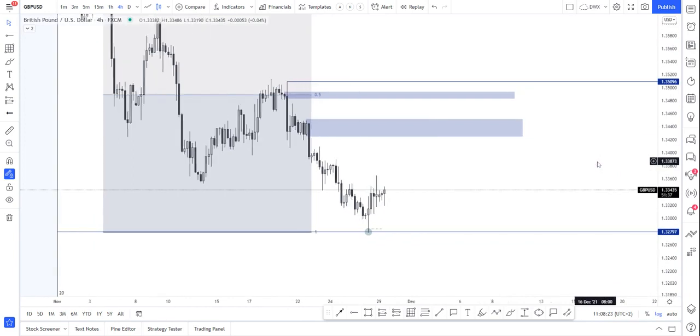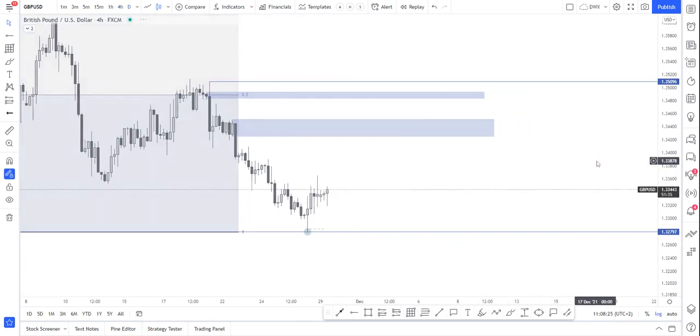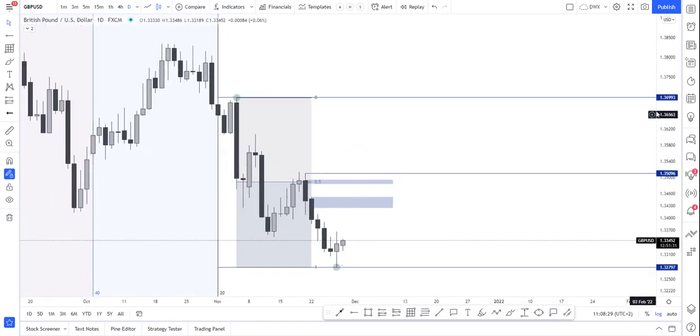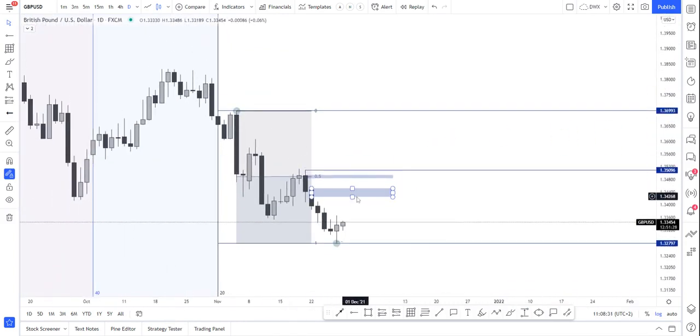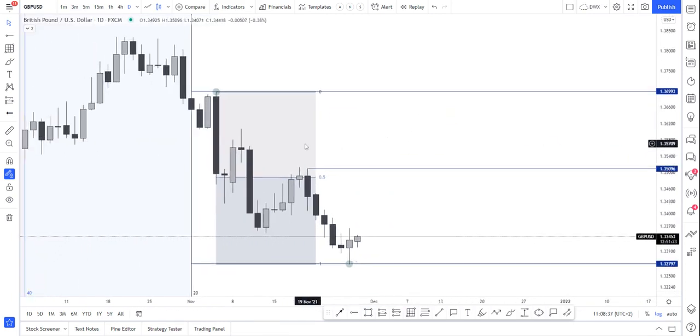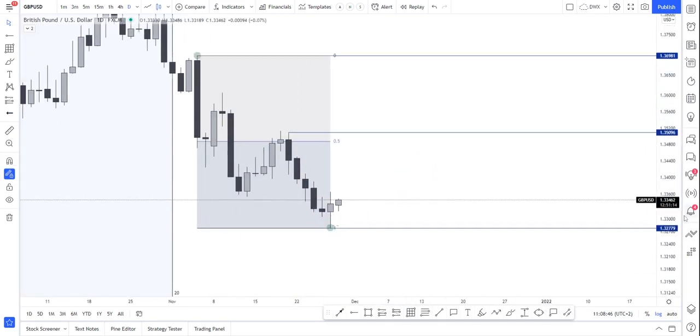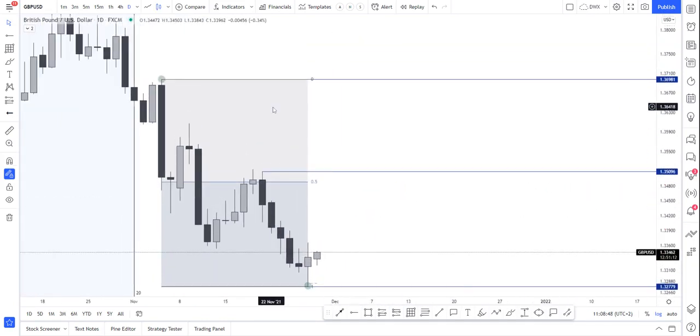So what we need to now look at, if we look at the daily, we need to plot those liquidity areas on the daily of this range. So those are the 4 hours. You can still keep them on, but for now, we're looking at the liquidity areas within on the daily time frame. So let's just get this sorted out.